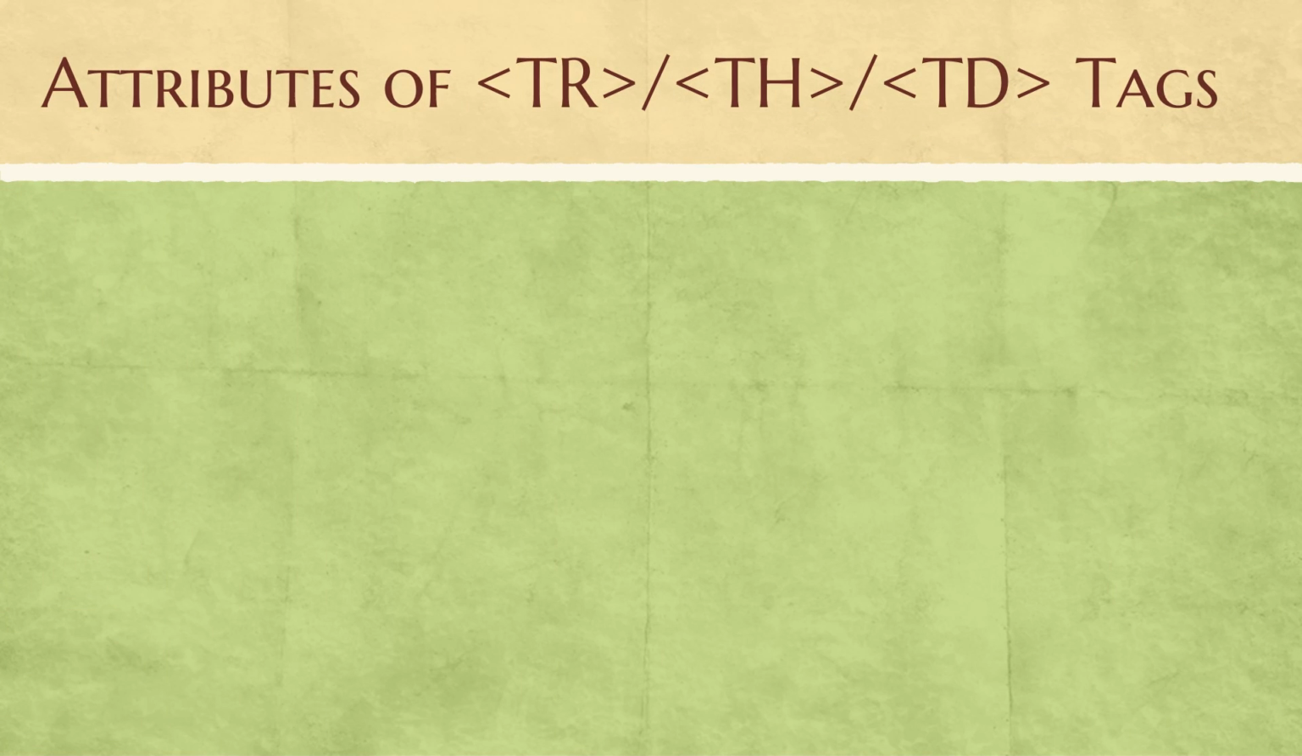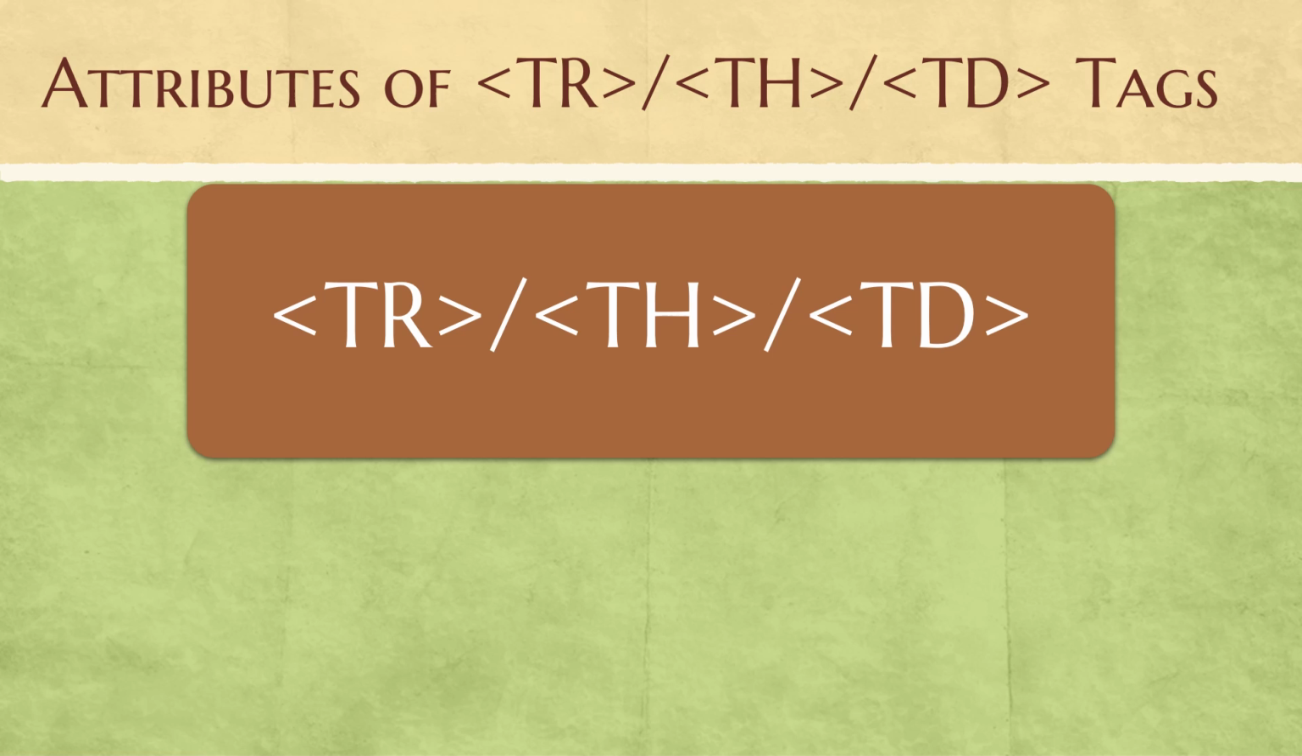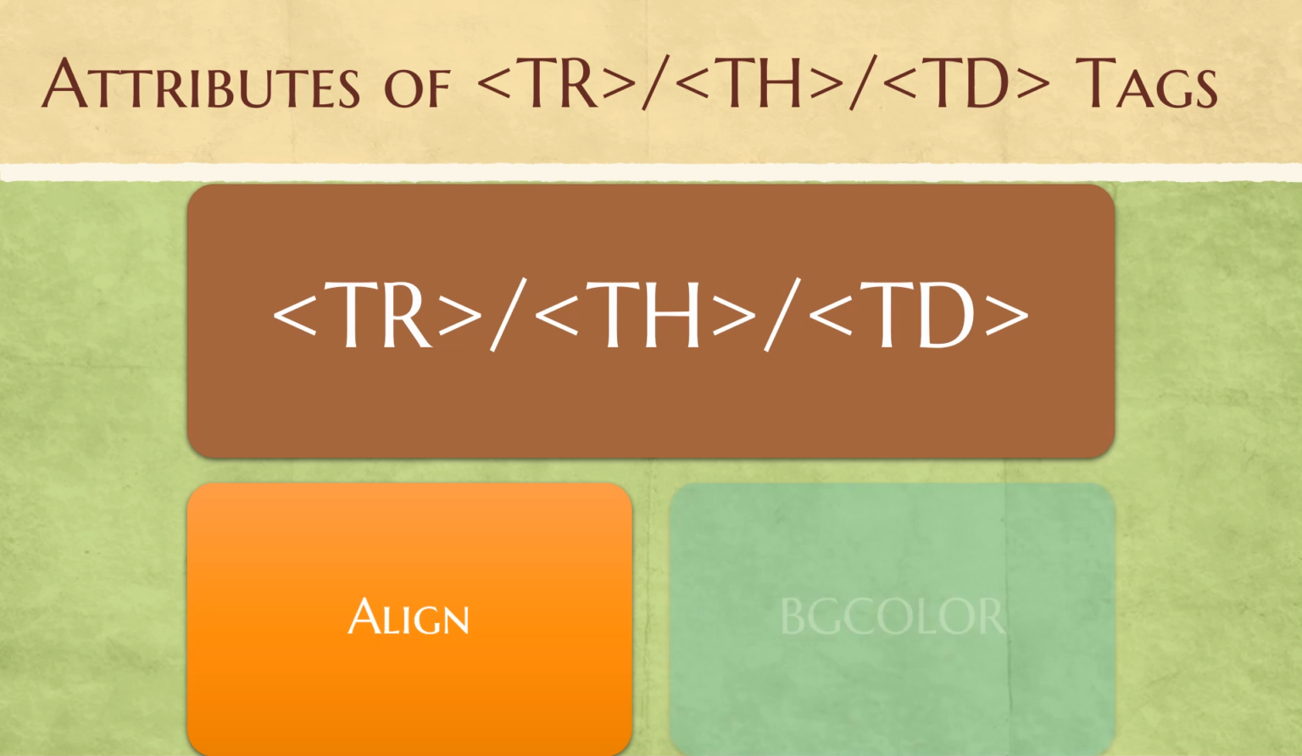Now let's learn the attributes of the tr, th and td tags. Only two attributes can be used with the tr, th and td tags. One is align, to give the alignment of the text or whatever data you enter in the cells. Secondly, we can use BG color. If we want to give a different background color to any cell, we can do so by using the BG color attribute in the th or td tag.